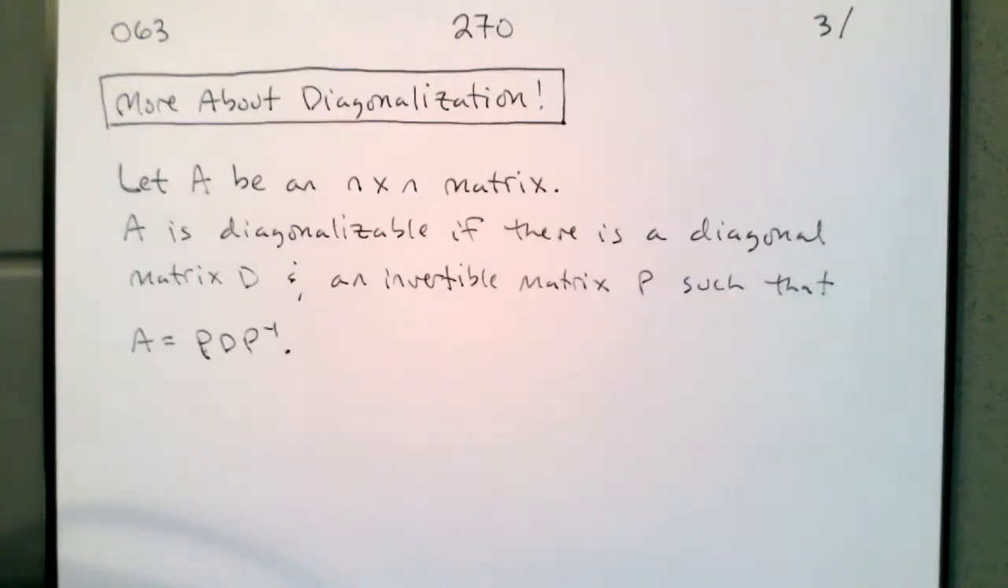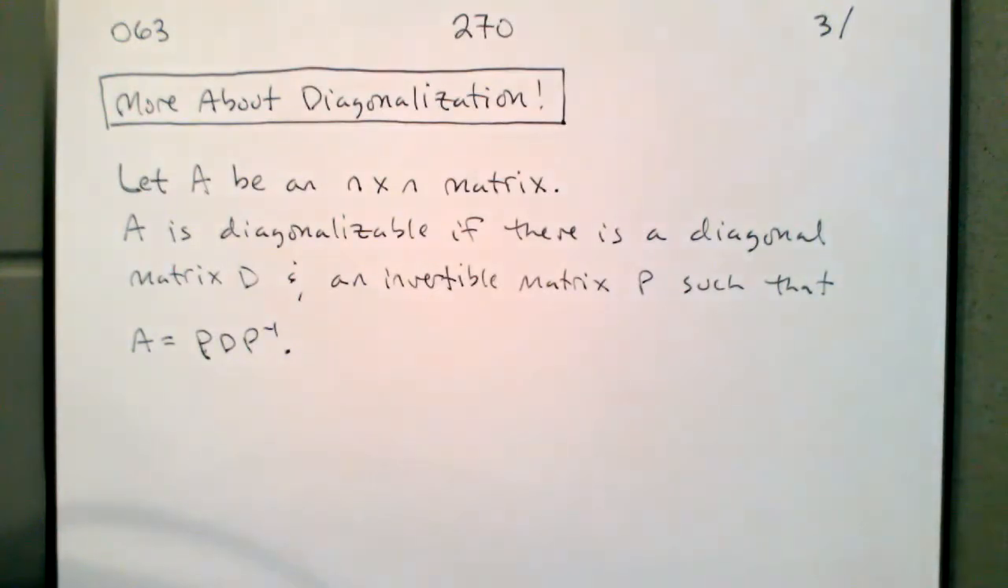Today we want to talk about a few more details about diagonalization. Let's remind ourselves. A is an n by n matrix, so this is a thing that we apply to square matrices. A is diagonalizable if there's a diagonal matrix D and an invertible matrix P such that A is equal to PDP inverse.